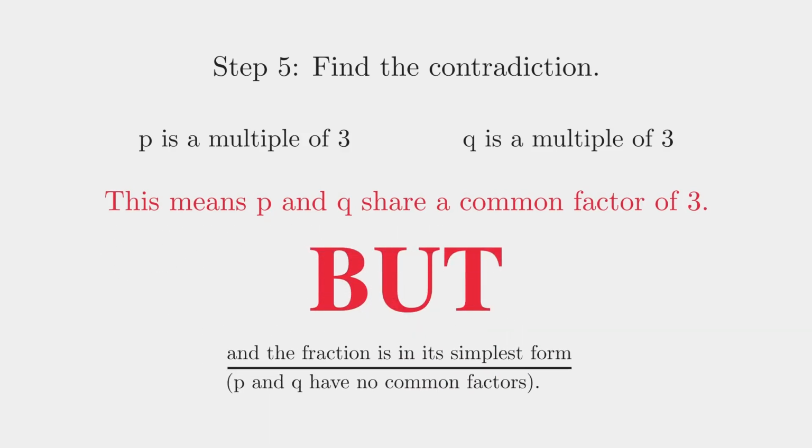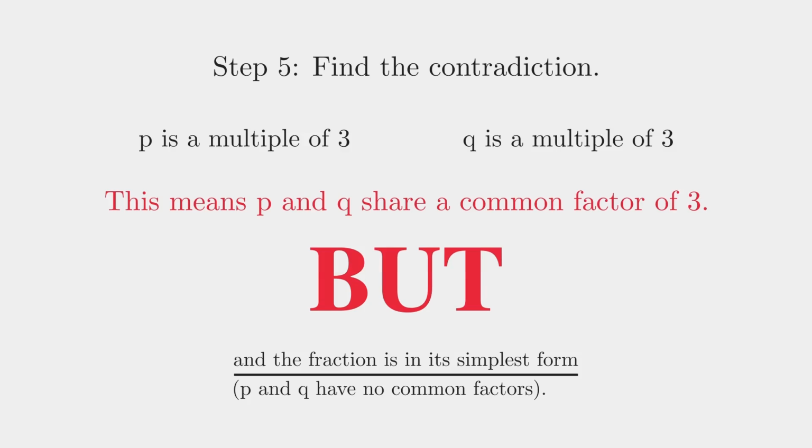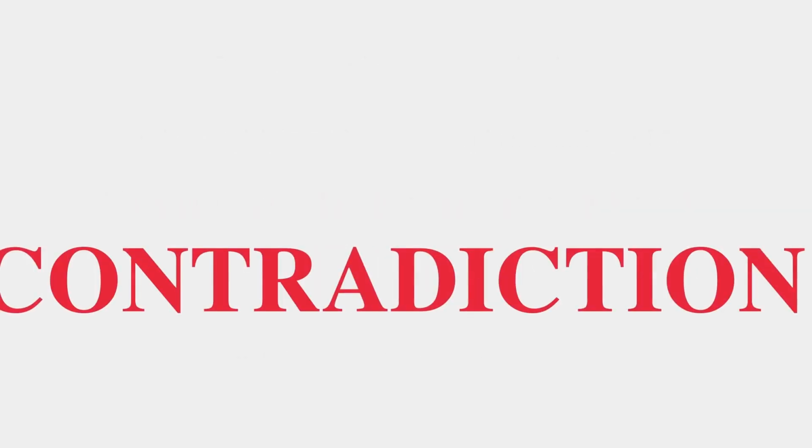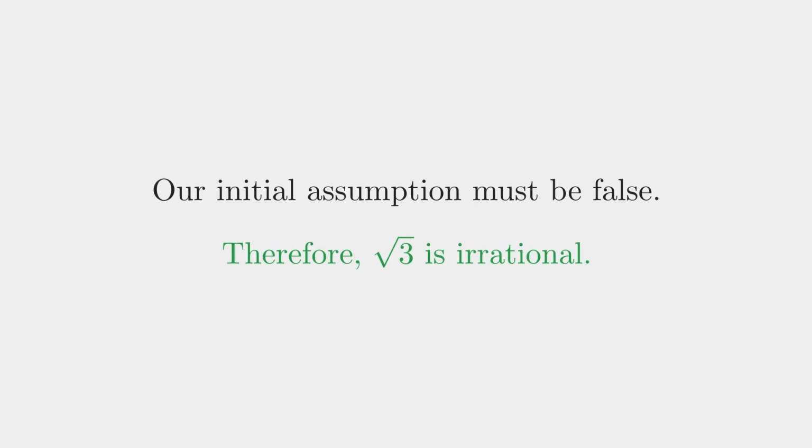This is a direct contradiction to our original assumption in step 1 that the fraction p over q is in simplest form. When you reach a contradiction, your starting assumption must be wrong. Therefore, our assumption that radical 3 is rational is false. We conclude that radical 3 is irrational.